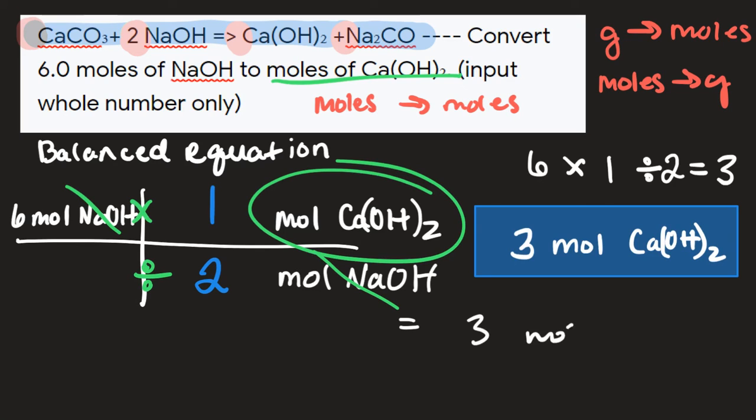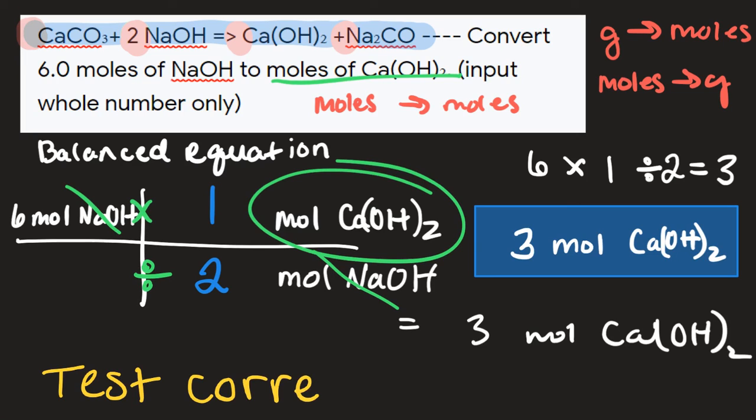So 3 moles. That's the conclusion of this review. Go ahead and fill out the Google form. I know it says input whole numbers only, but some of our answers aren't whole numbers, so just put the decimal. That is perfectly fine. And don't forget to do your test corrections for the solutions test.